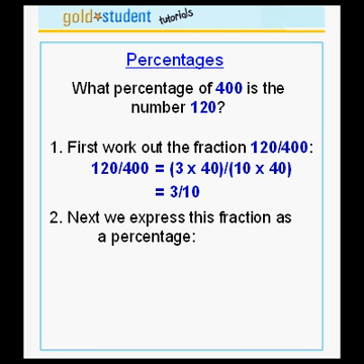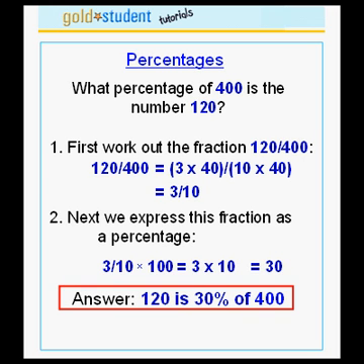Now we express the fraction 3 over 10 as a percentage. 3/10 times 100. This is equal to 3 times 10, or 30. Therefore, 120 is 30% of 400.